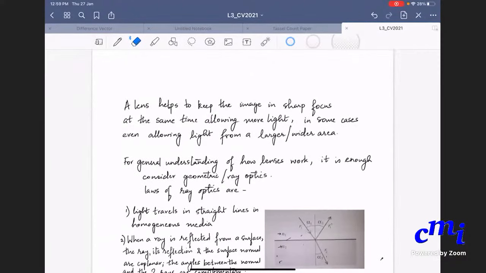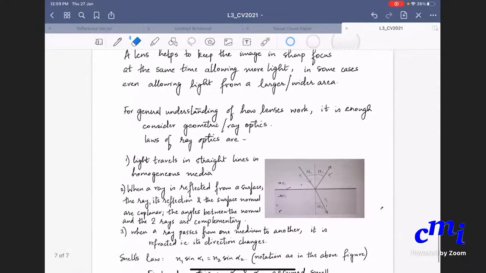So today and tomorrow, we will talk about how cameras work. If we want to have a general understanding of how camera lenses work, we just need to remember again what we learned in physics, some basic ray optics. Things like light travels in straight lines in homogeneous media. So within the camera, or even outside, if your media is homogeneous, then light will travel in straight lines. You don't have to worry about refractions.